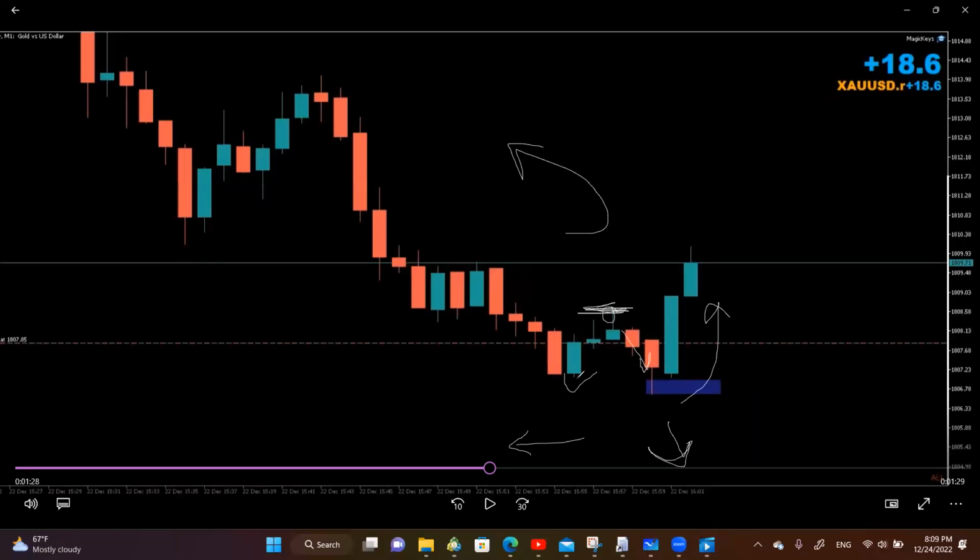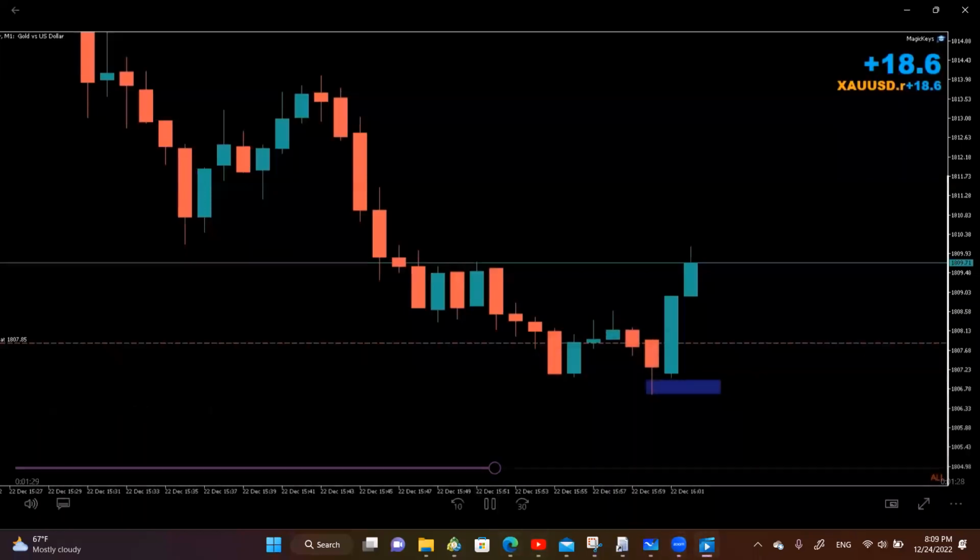Now, once we have taken this weak low, what have we created? We have created a strong low. This time, the price did not even have to wick all the way down. It just opened up and boom. Okay. So I hope you keep these things in mind, and let's continue.